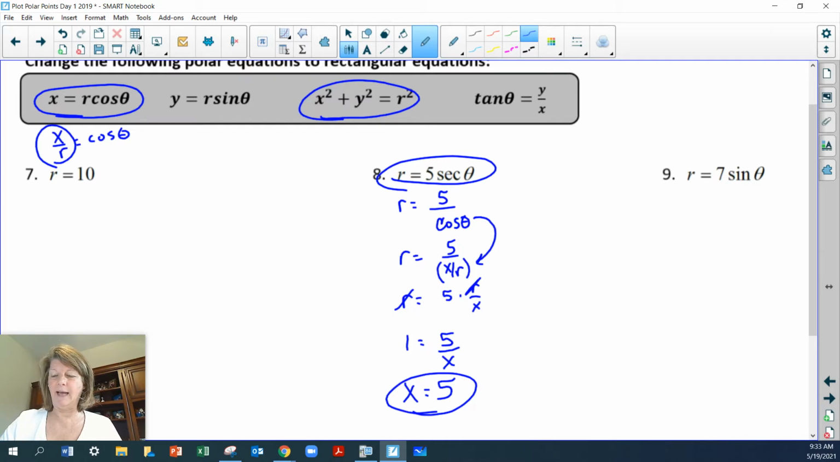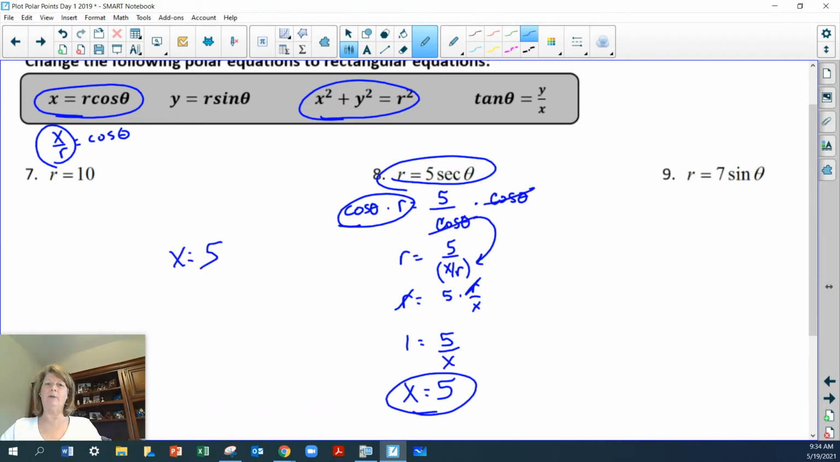Now that I'm looking back at it, why didn't I just multiply by cosine theta? Maybe some of you saw that direction. And then r cosine theta would have been an x. It would have canceled over here, giving me x equals 5. A little bit more of a direct route on that one. Okay. On to the next problem.